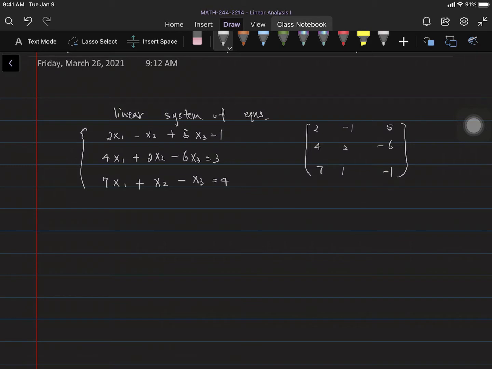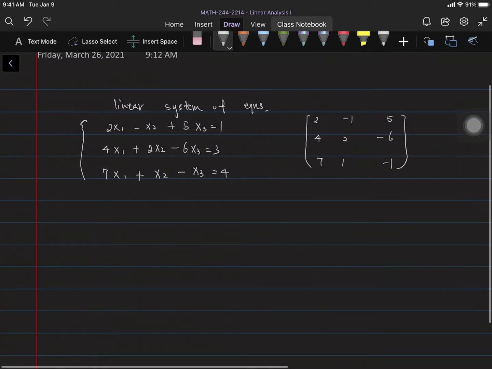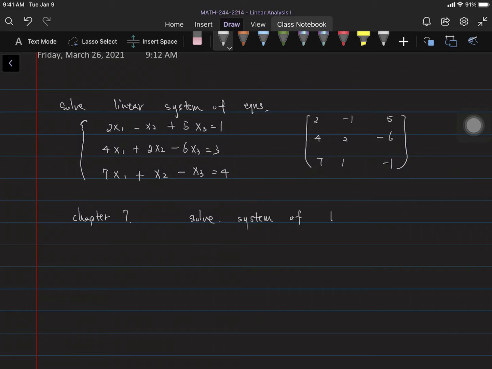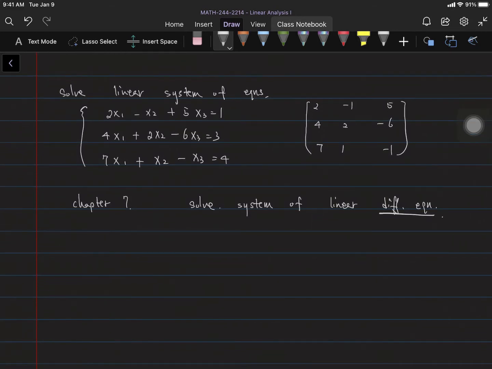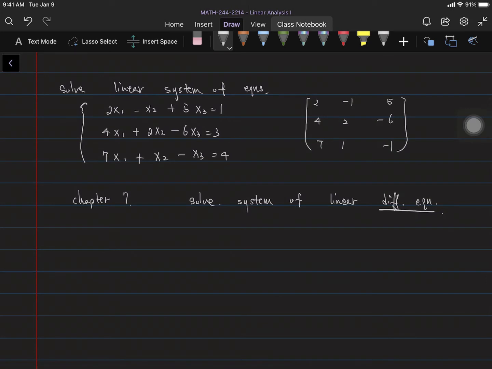Here is just a basic introduction, and in chapter 7 we are going to solve linear systems for differential equations. Here we solve linear systems of equations; in the future we will solve systems of linear differential equations. This class is called differential equations, so our goal is to use some tools to solve linear differential equations. That's the final goal.